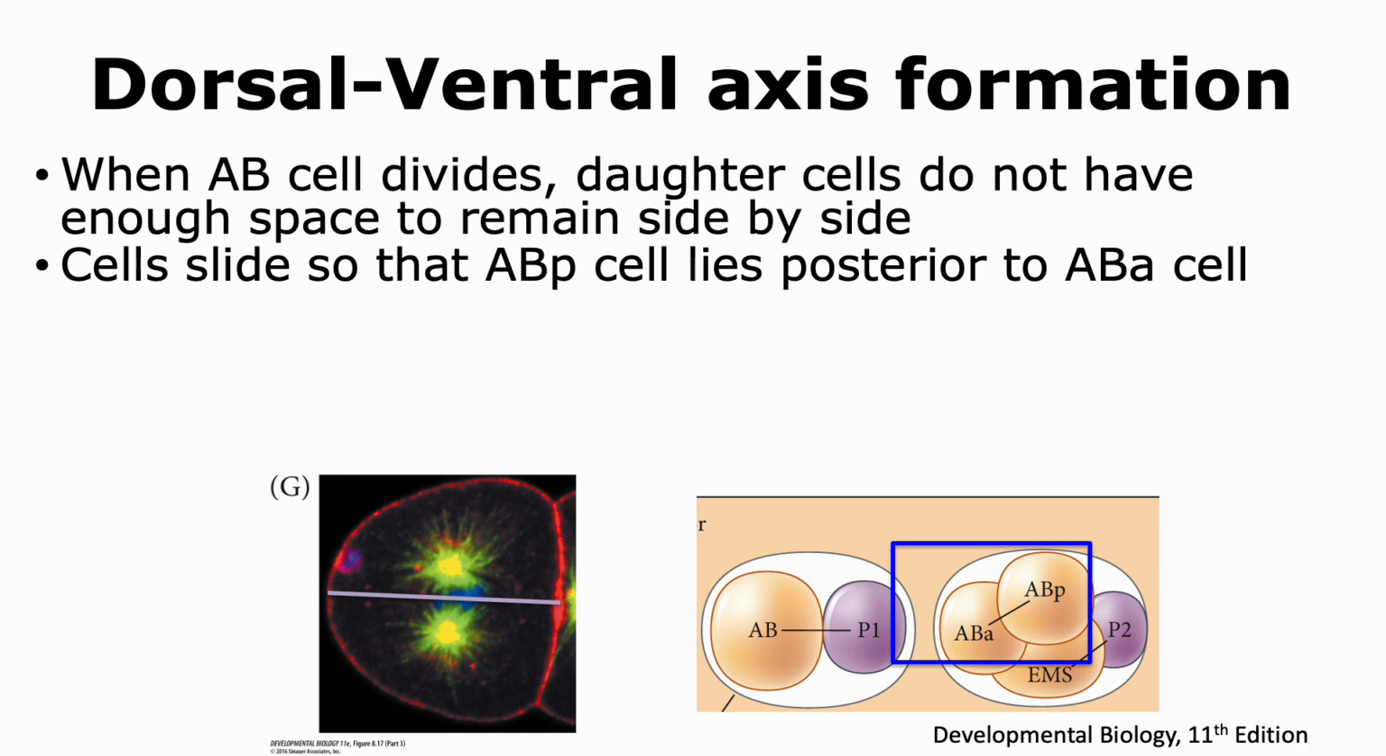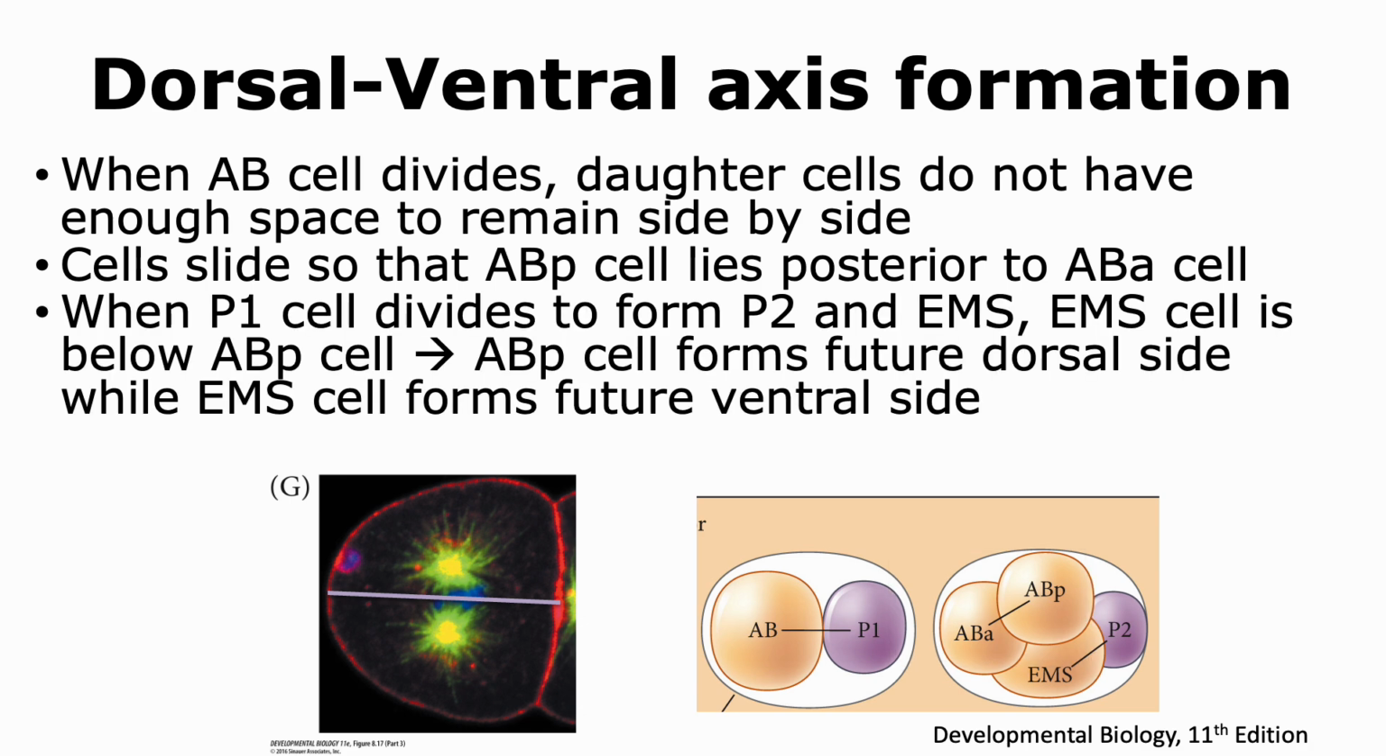Now let's pay attention to the P1 cell. When the P1 cell undergoes cell division, it will form the daughter cells P2 and EMS. Now when we look at the location of P2 and EMS, EMS turns out to be right below the ABP cell. This arrangement of the 4 cells in the embryo helps establish the dorsal-ventral axis. The ABP cell forms the future dorsal side, while the EMS cell forms the future ventral side of the organism.